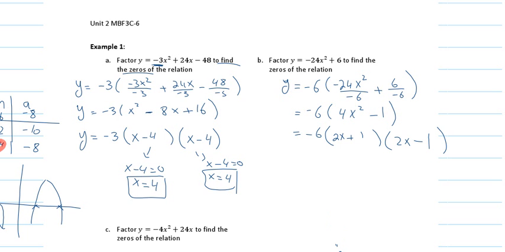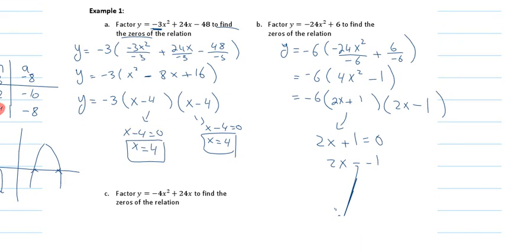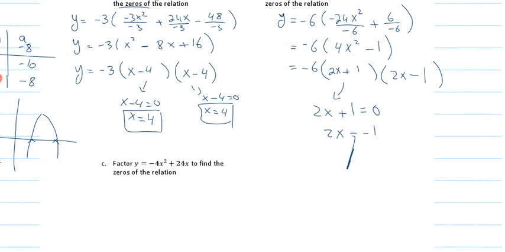Now I have to find the zeros. How do I do that? Set each bracket equal to 0. So when I do that, I have to solve for x. First step is I bring the 1 over. When I bring the 1 over, it becomes a negative 1. Now, x is not by itself, right? You see that x still has a 2 in front of it.